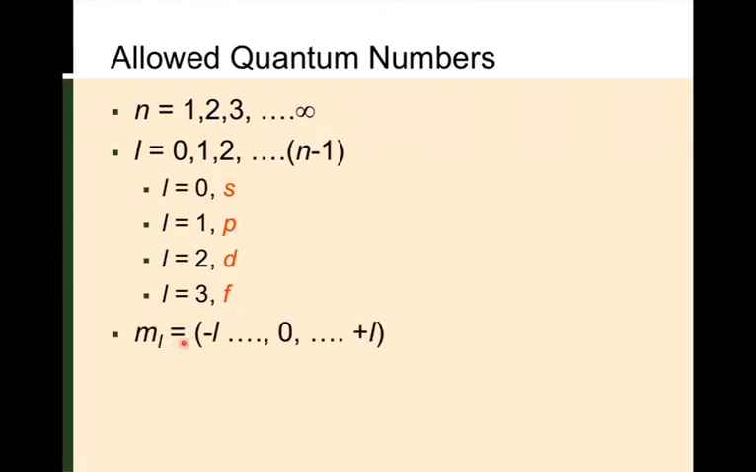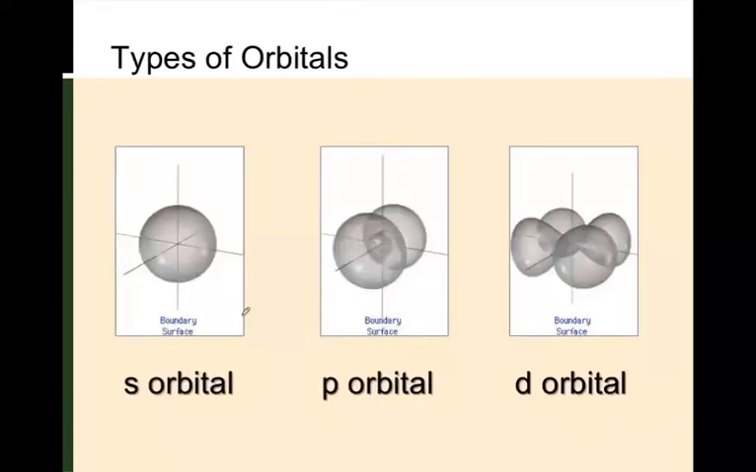Then ML values can go from minus L to plus L. So the total number of ML values will be 2L plus 1. Okay, and here are some of the shapes.